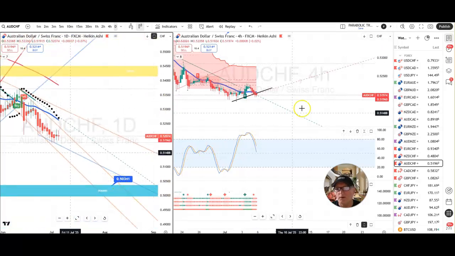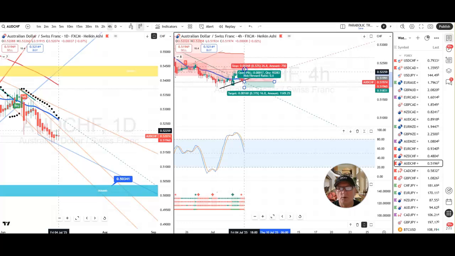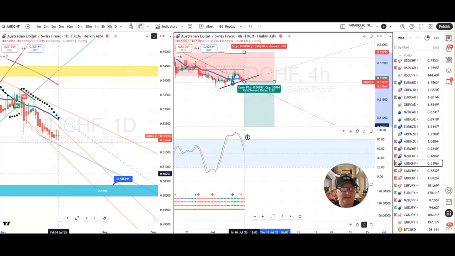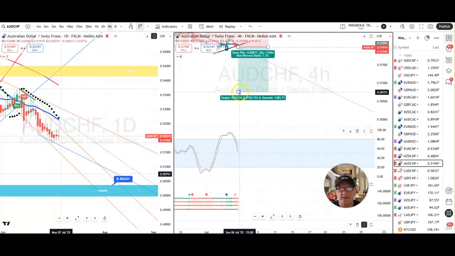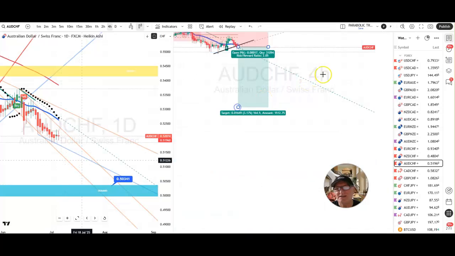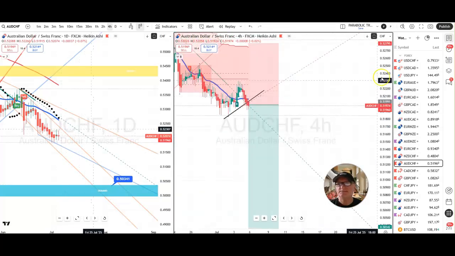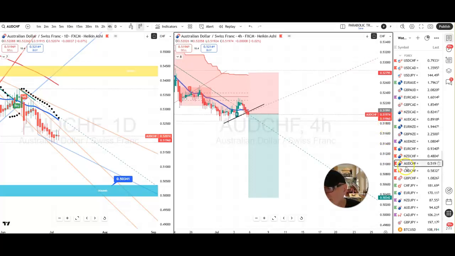50.34. Let's put it on. Stop above. Yes, beautiful, beautiful. And then the target is way down there. So the Aussie Swiss is a better trade than the New Zealand Swiss. There's more profits to be had, and it's 2 times risk to reward. Trade at your own risk, guys.